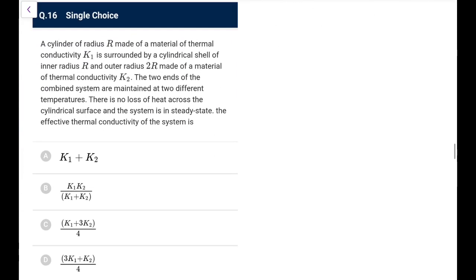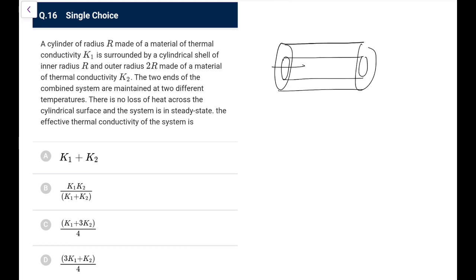Next, a cylinder of radius r made of a material of thermal conductivity K1 is surrounded by a shell of inner radius r and outer radius 2r, made of a material of thermal conductivity K2. The two ends of the combined system are maintained at two different temperatures. No loss through the cylindrical surface. That means they are in linear flow, not radial flow. You have this as first and this as second. So heat is flowing like this, and you will have both in parallel.